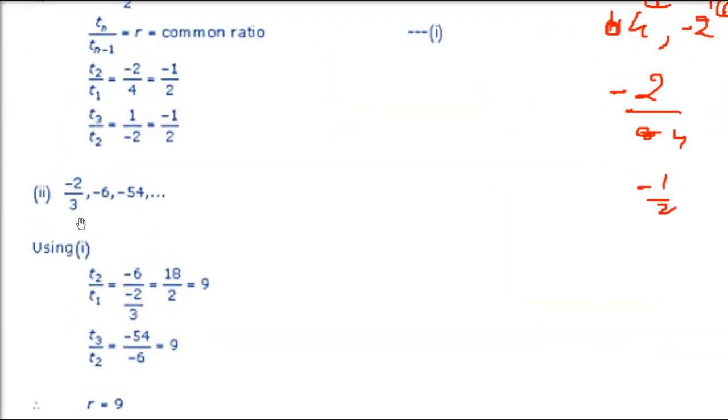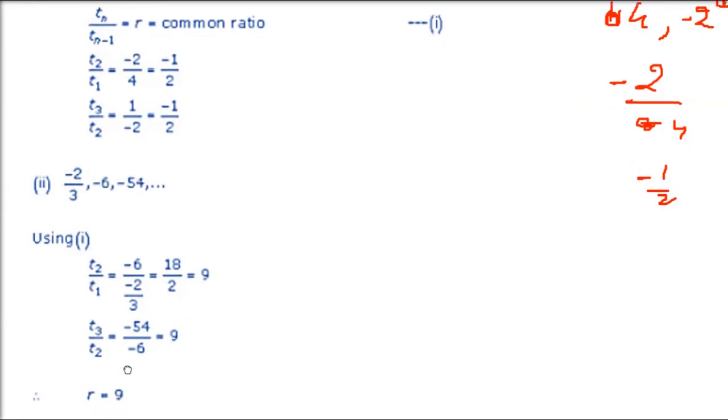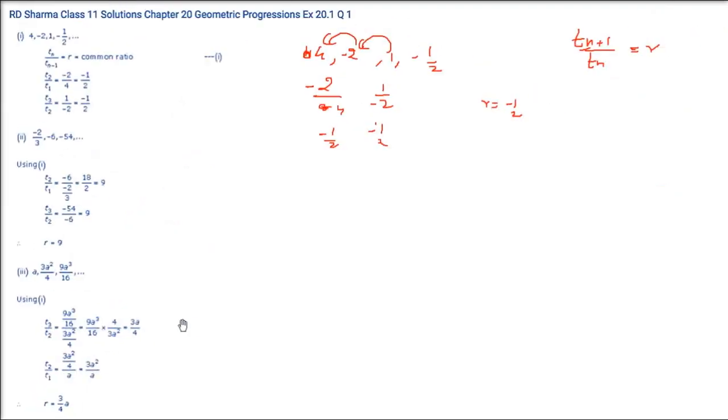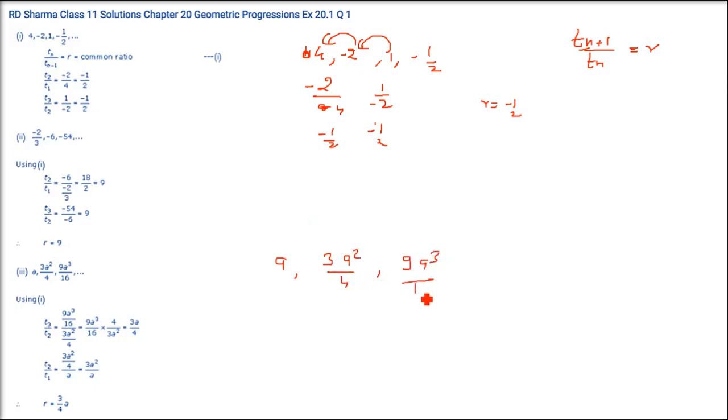we have this minus 6 by minus 2 by 3, that is 9. Minus 54 by minus 6, 6 9 is 54, so R will come as 9. Now this will do. This is A, 3A squared by 4 and 9A cubed by 16. So this is a GP. So first we have to find out that this is a GP or not, and then we have to evaluate the common ratio. So let us divide them.